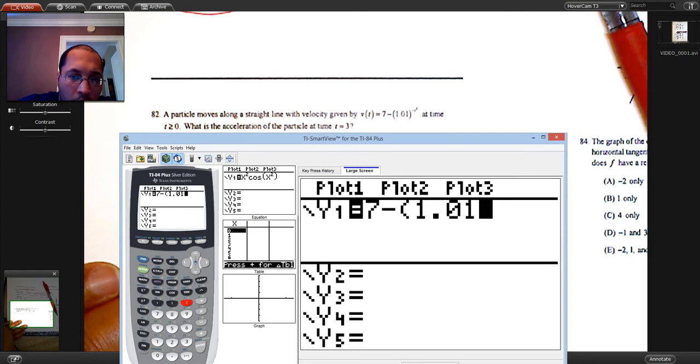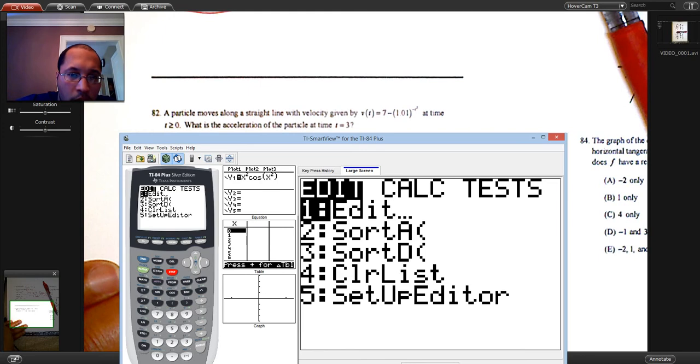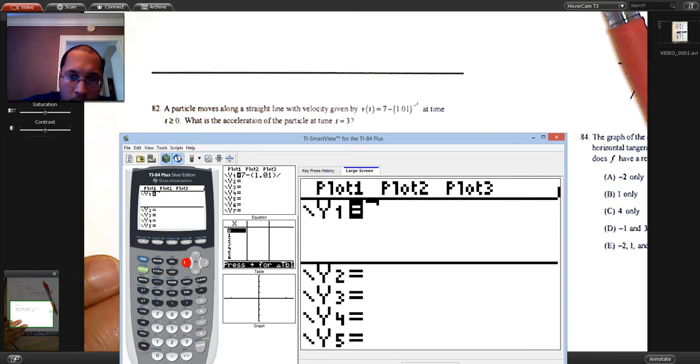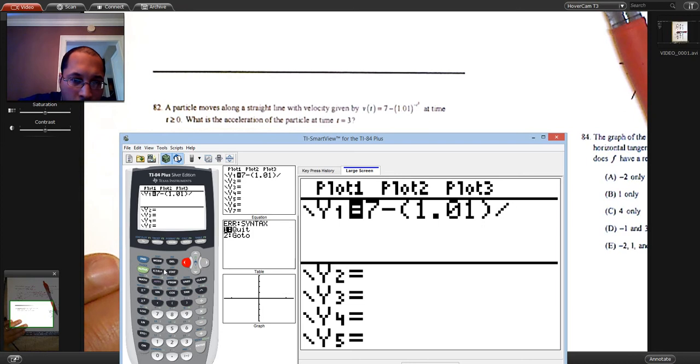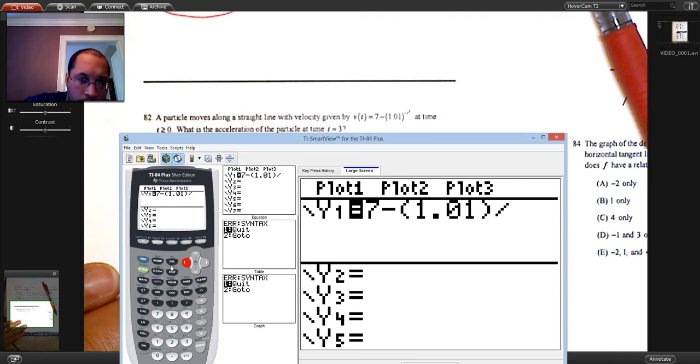1.01. Oh my gosh, caret. No. Computer doing something.